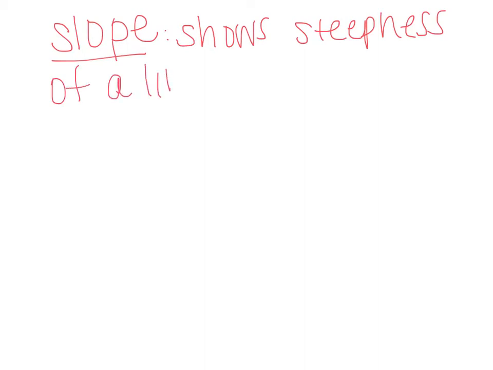So there is one definition that we need to get down, and that is slope. And slope shows steepness of a line. So what I like to think of is like a mountain, okay? When you're going up on a mountain, you're having an incline, that's steepness, and when you're descending on a mountain, that's a decline. So we can actually have four different types of slope.